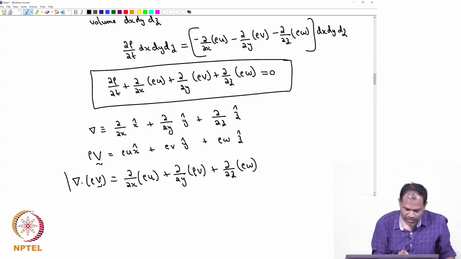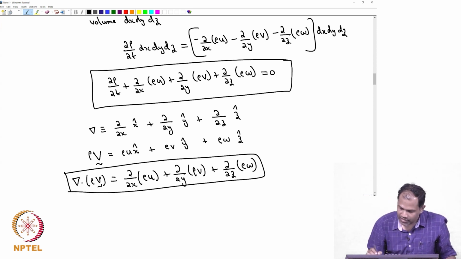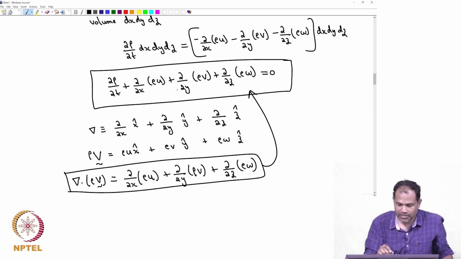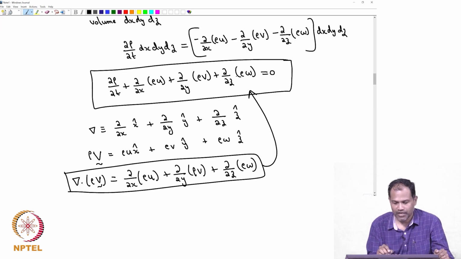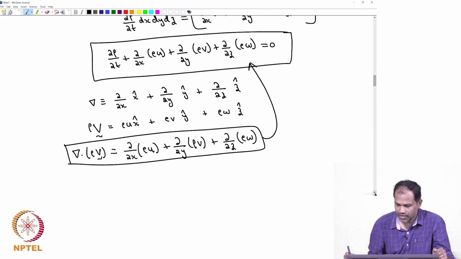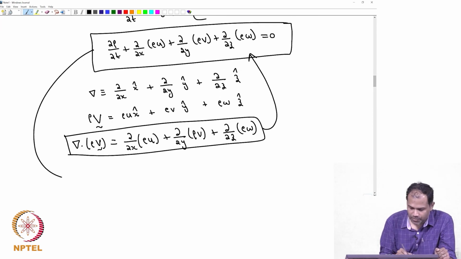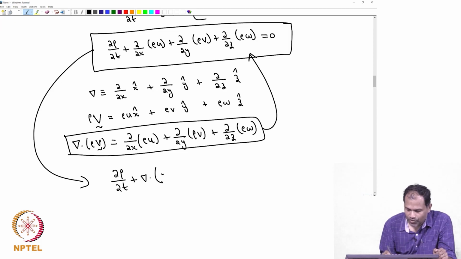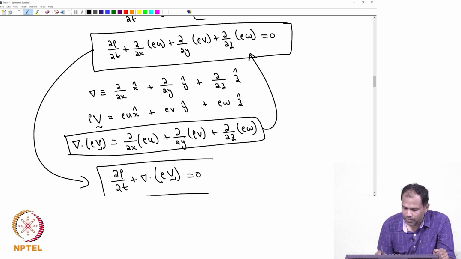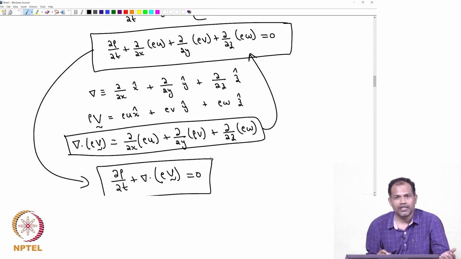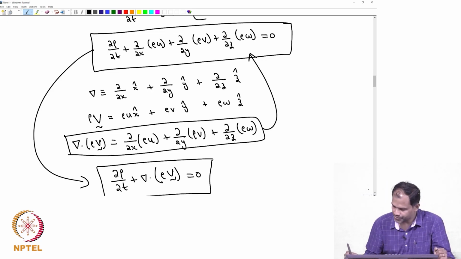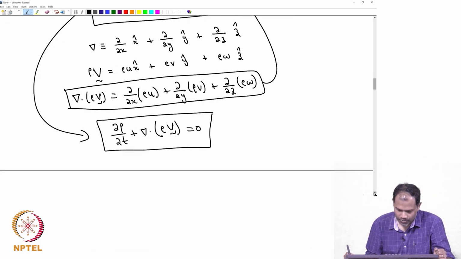So, that is the expression for divergence, and if you look at this, it is exactly the expression that you have in this equation: del by del x of rho u, del by del y of rho v and del by del z of rho w. That means I can simplify and write this expression as simply del rho by del t plus divergence of rho times V is equal to 0, which is a much more convenient form to write the mass conservation.